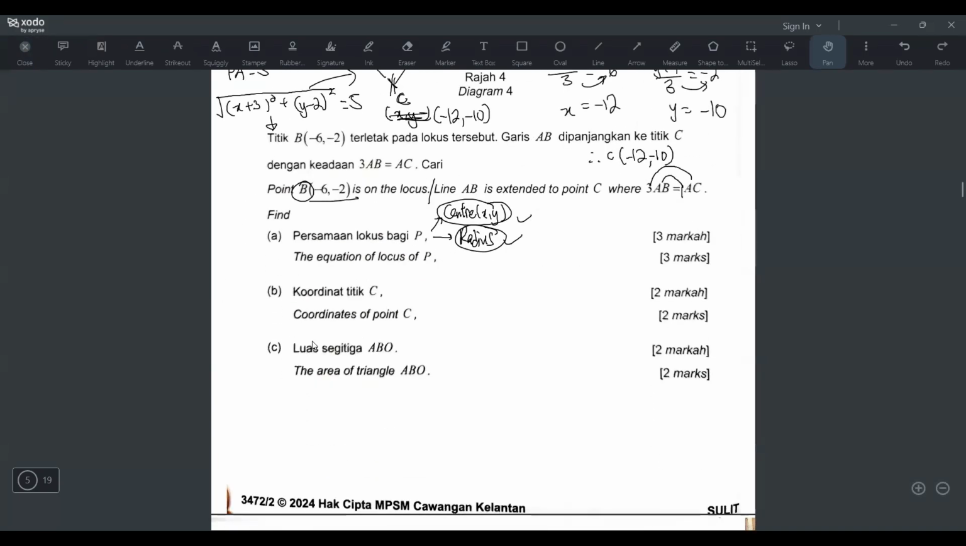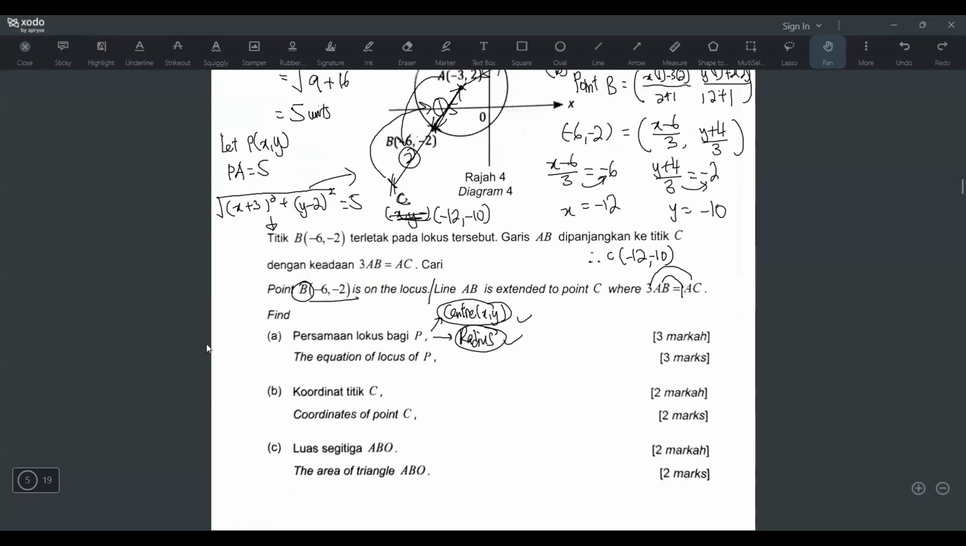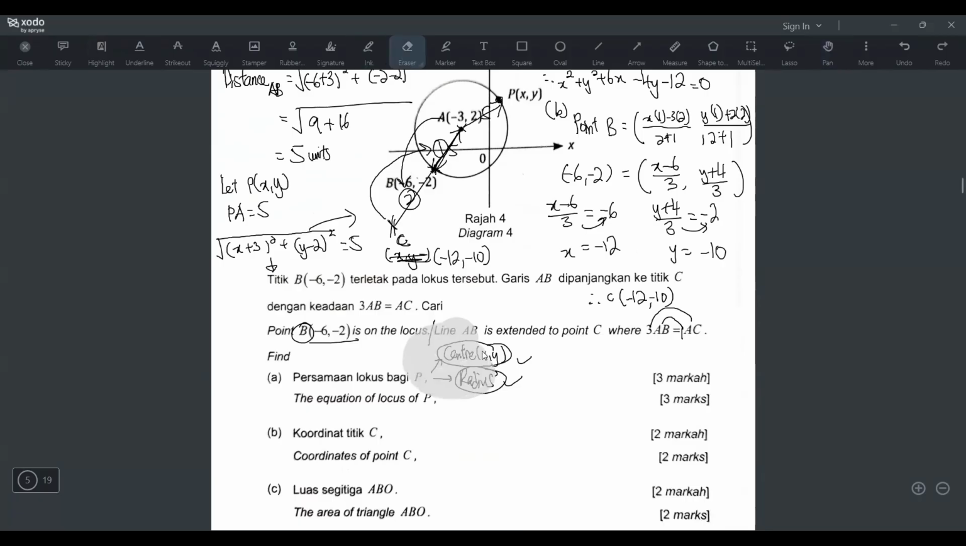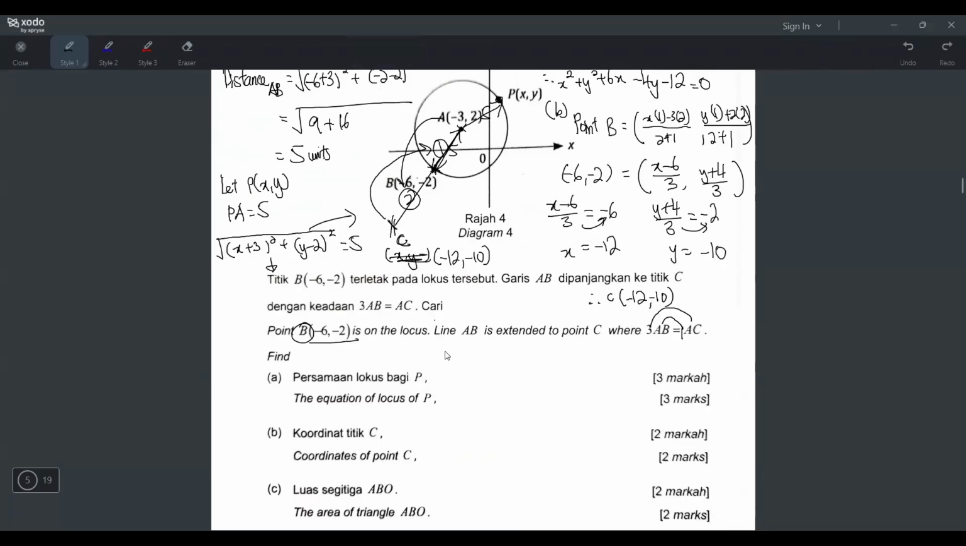Okay, now let's see what they want here. For C, they want to find the area of triangle ABO. Okay, I think I will use this space right here to do the C question. So how do we find area?